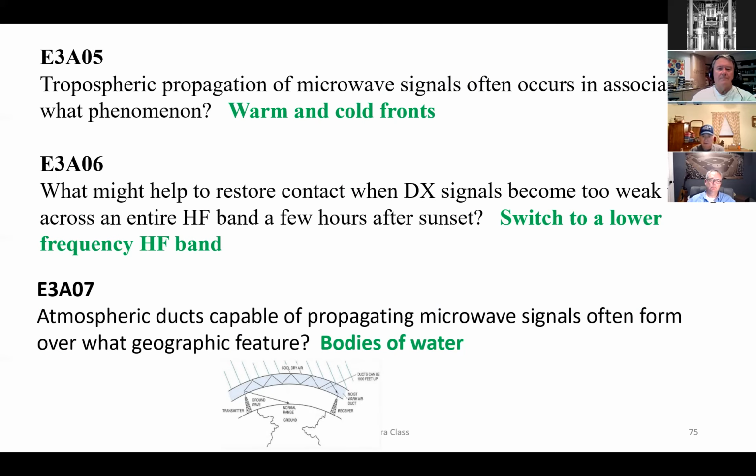E3A07, atmospheric ducts capable of propagating microwave signals often form over what geographic feature? And that's going to be bodies of water. So a good example of that would be Lake Pontchartrain.